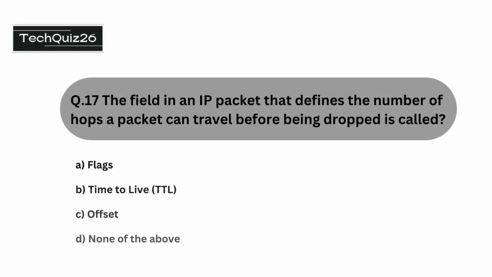Question number 17 is the field in an IP packet that defines the number of hops a packet can travel before being dropped is called. The options are flex, time to live, offset, none of the above. The correct option is time to live.